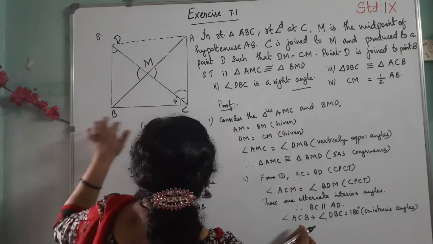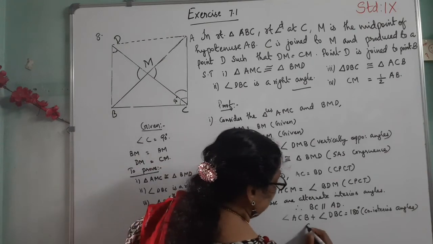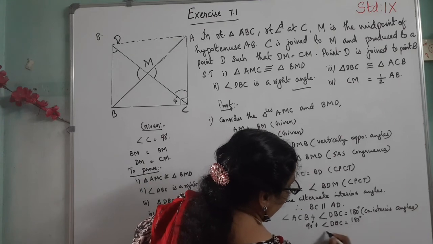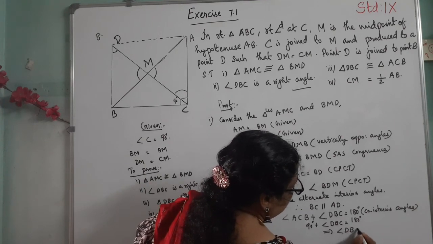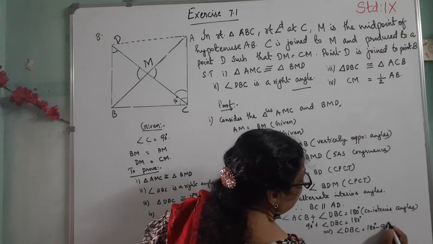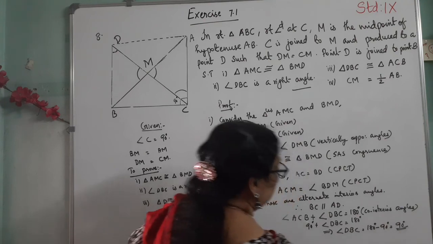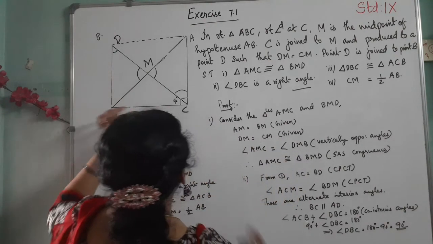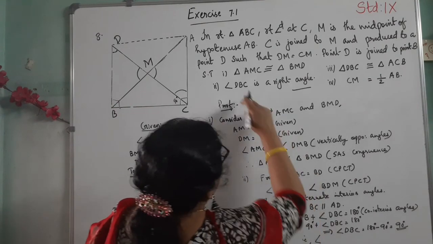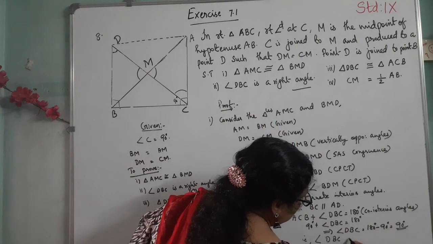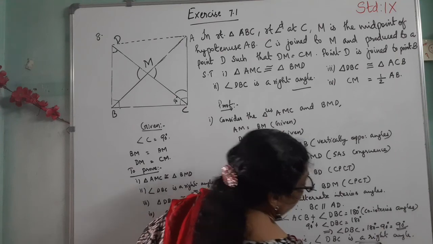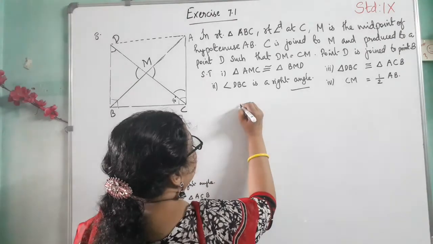So angle ACB, we know that it is a right angle, it is given. So 90 degrees plus angle DBC equals 180 degrees, which implies angle DBC equals 180 degrees minus 90 degrees, which is equal to 90 degrees. So we get angle DBC, this angle, is 90 degrees. So that means angle DBC is a right angle. Clear?